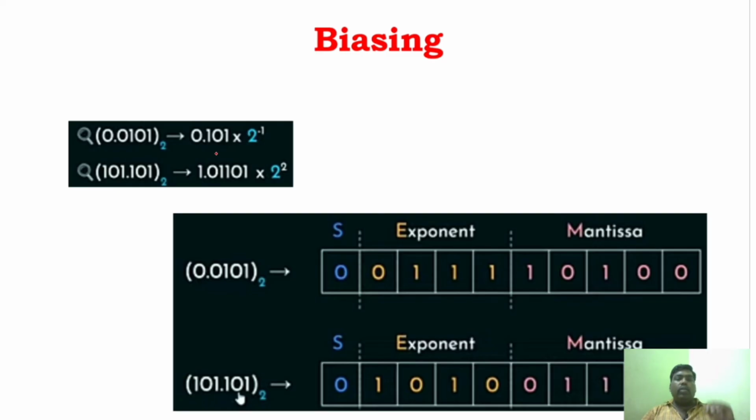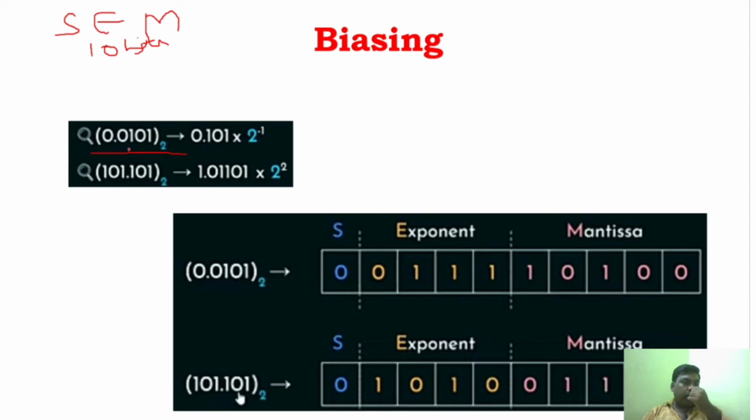Now, you know that in order to represent a floating point number, you need a sign bit, exponent bits, as well as the mantissa. As I said, consider only 10 bits as of now. Now I take this example.